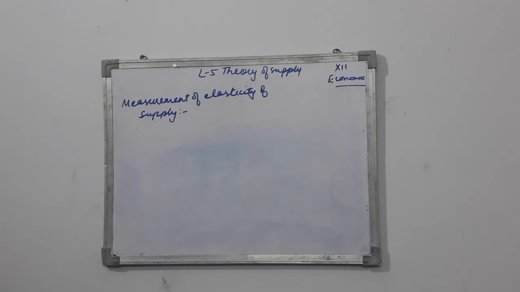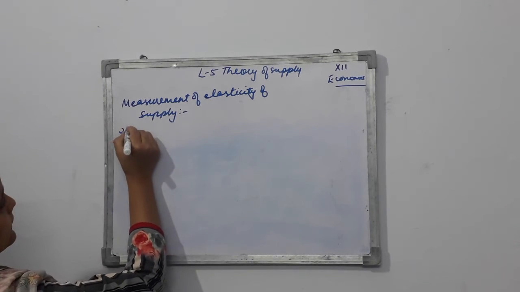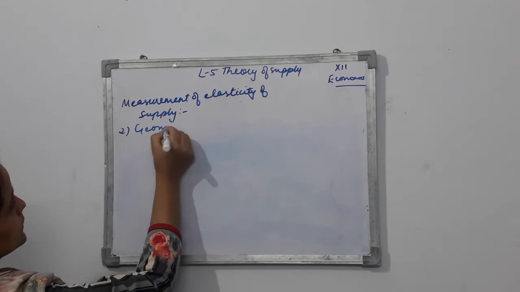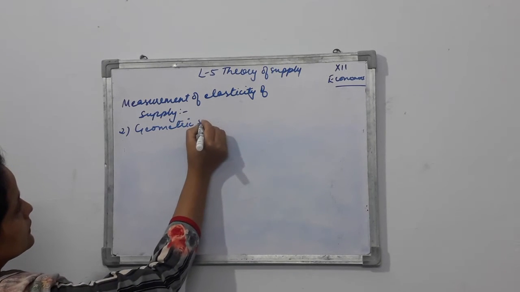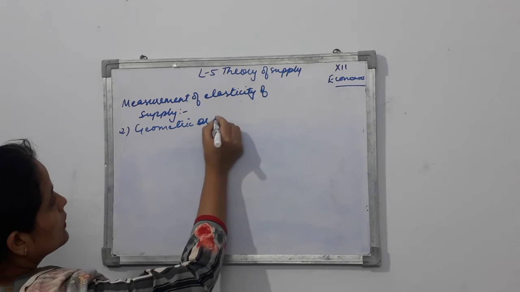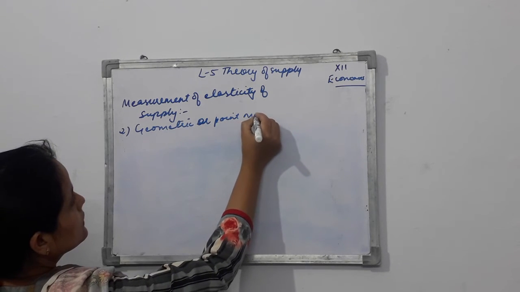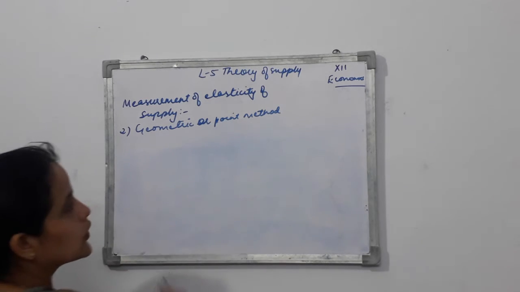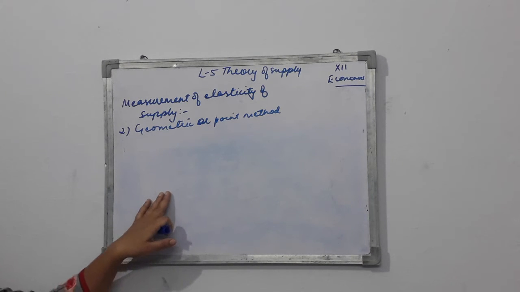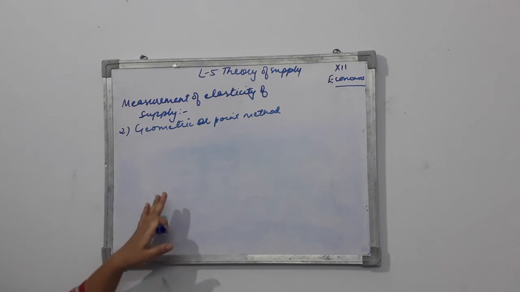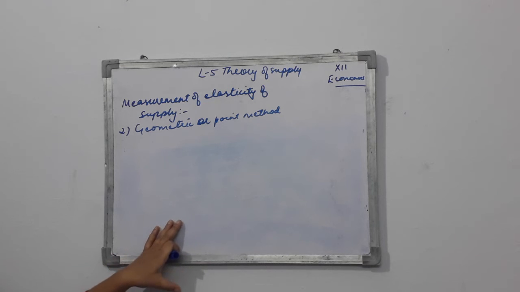So the other method, the second method, is the geometric or point method, right? Geometric method is used to measure the elasticity of supply at a given point on the supply curve. That is why it is also known as the point method.